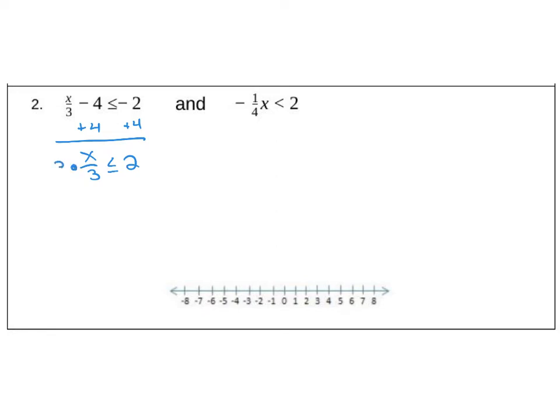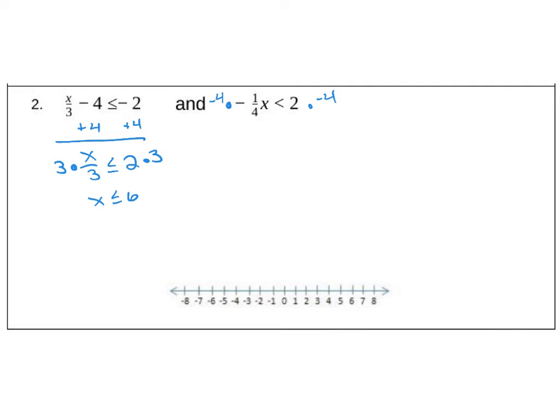Then we can multiply both sides by 3. Okay, so it's going to be less than or equal to 6 and something. So now we're going to multiply over here. Again, remember, multiply by the reciprocals. Okay, we don't want to divide. That's going to make things a little trickier.